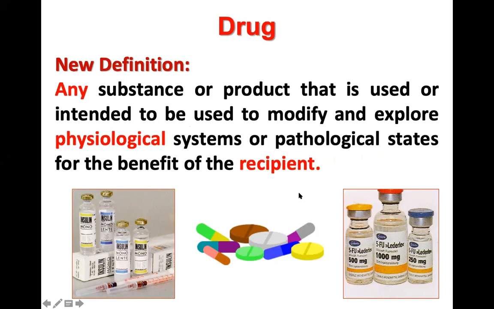So this definition includes all those drugs which are going to modify either the physiological system or the pathological system. It will modify in both healthy as well as unhealthy people. So whether the patient is having a disease or not, they are going to take certain drugs. A drug that modifies the physiological system will also be known as a drug.